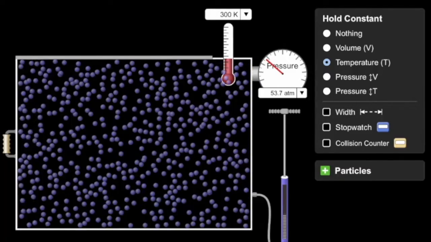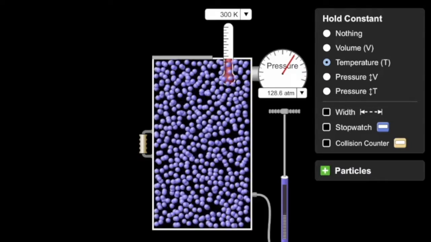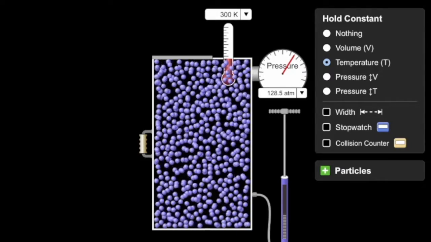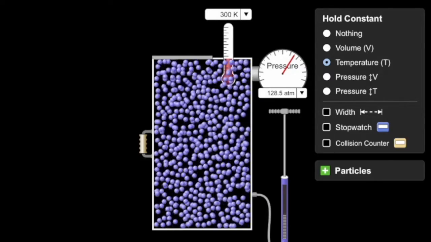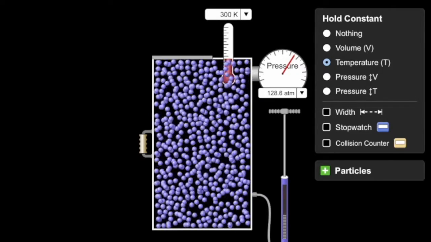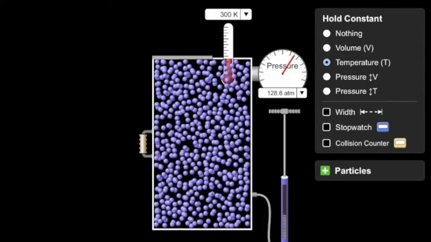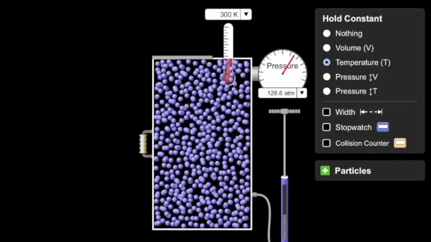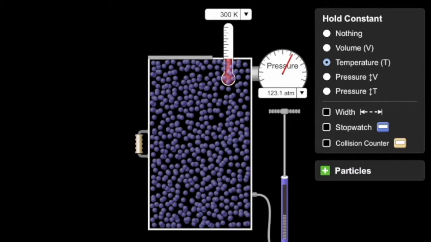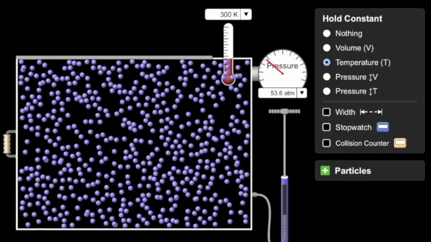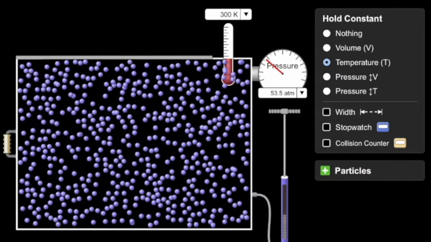Well, the container becomes smaller and the molecules are squished closer together, but there are the same number of collisions, and there's less wall for the molecules to bounce off of. Force is the same, but the unit area is smaller. Since pressure equals force divided by area, the pressure will increase. By contrast, if the volume is increased, there are the same number of collisions, but they're spread out over a larger area, so the pressure will decrease.